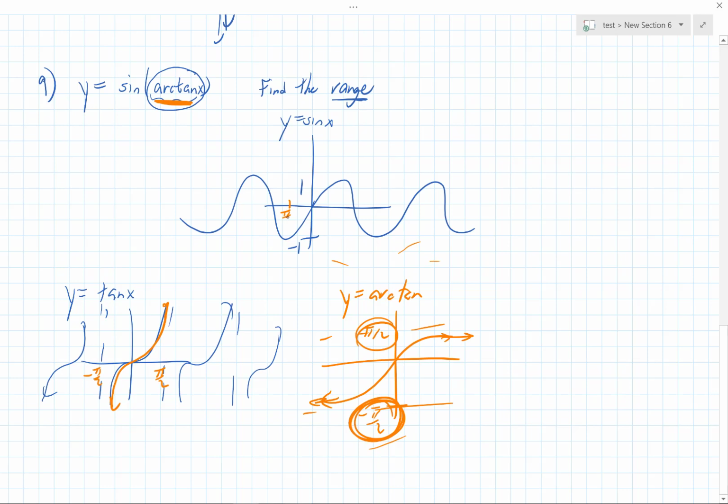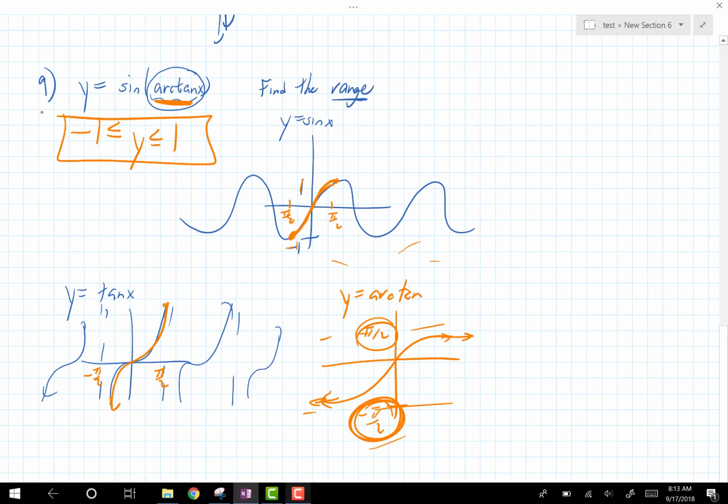But this actually doesn't matter, because if I can put in anything to my sine function that's between -pi halves and pi halves, I'm still getting out y values that are between -1 and 1. So my range for this thing actually does end up being the same as for a regular old sine graph. I'm only getting the y values out between -1 and 1. So yeah, that was fun.